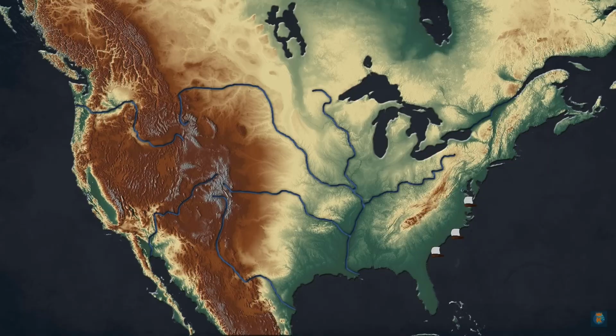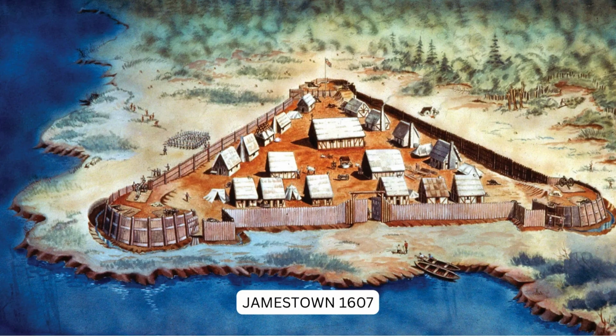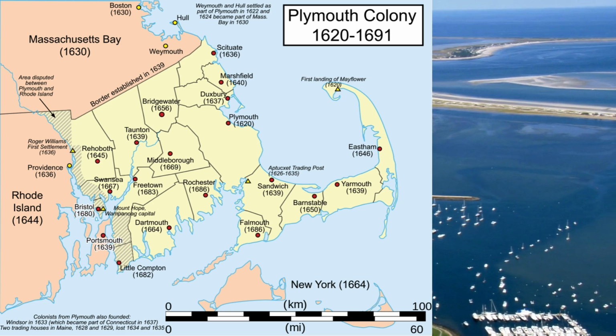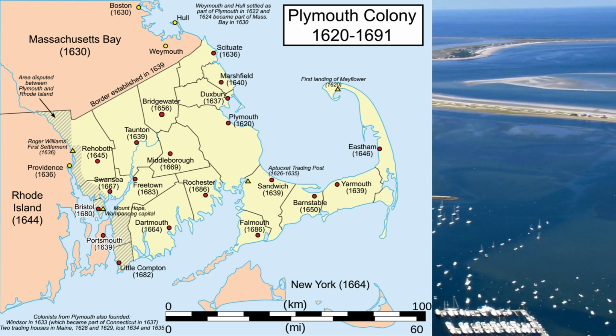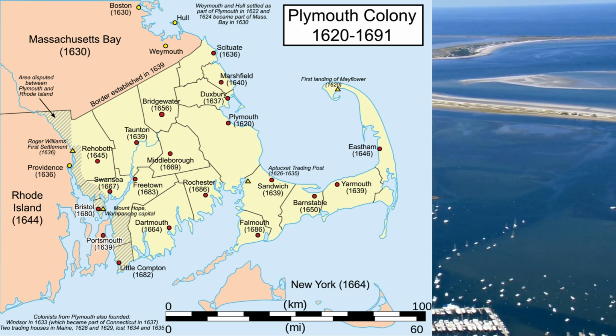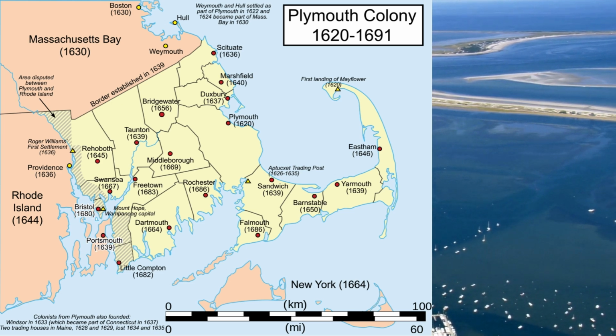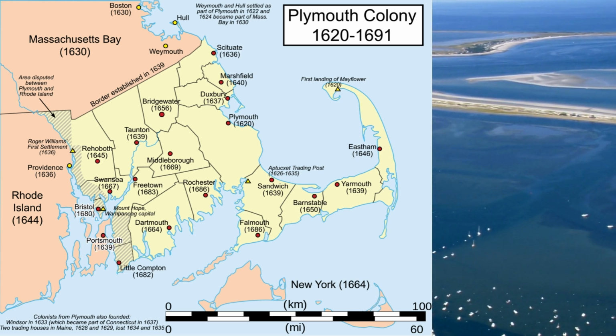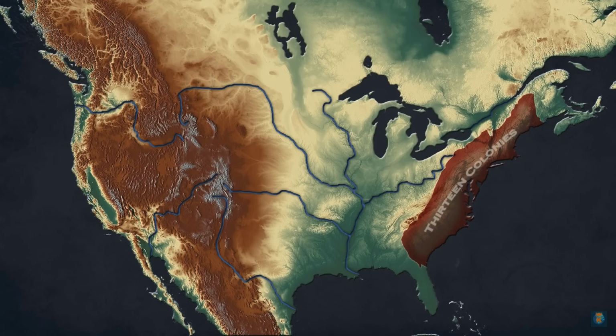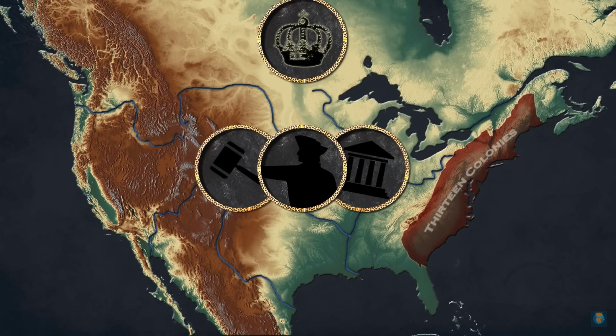The first successful English colony was established at Jamestown, Virginia in 1607. The Pilgrims founded Plymouth Colony in Massachusetts in 1620, seeking religious freedom. Over the following decades, more English colonies were established along the eastern seaboard, each with its own distinct economy and culture. The colonies faced challenges such as conflicts with Native Americans, disease, and harsh living conditions.